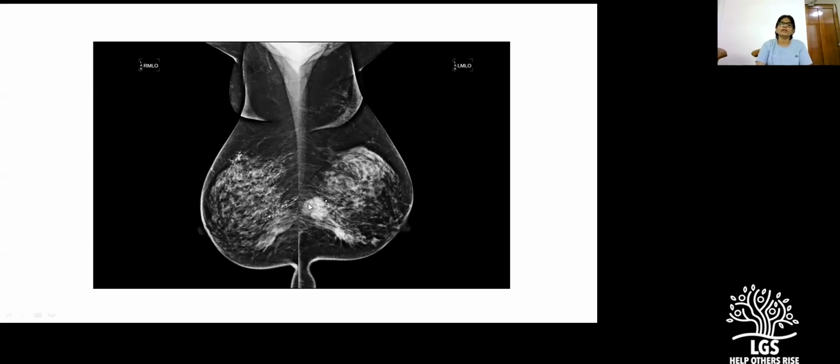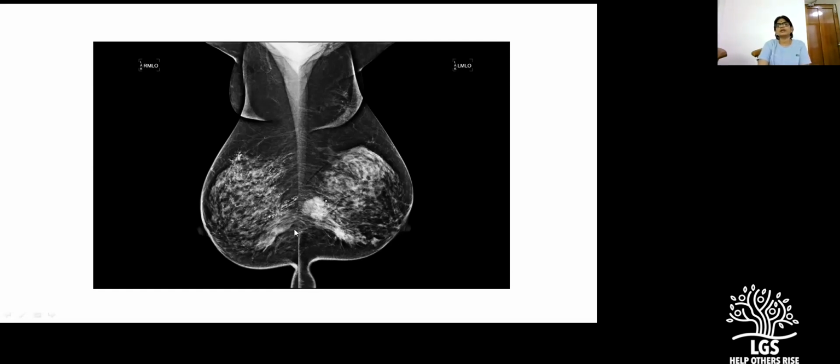So another thing here that I would want to show is see how the inframammary fold is open. This is also important to achieve, to have an adequate view of the inframammary region, because sometimes the cancer can be lurking here and we'll end up missing it if this fold is not included.